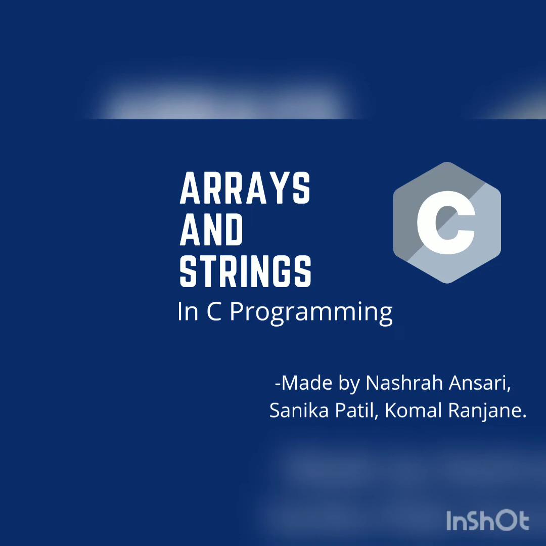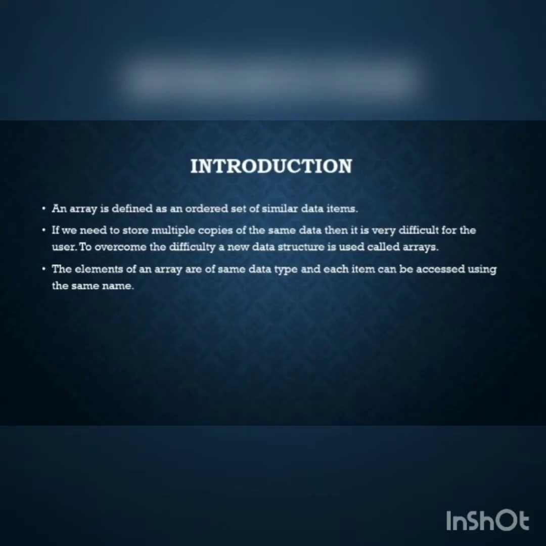Today we will explain arrays and strings in C programming. Arrays. What is an array? An array is a data structure consisting of a collection of elements, each identified by at least one array index or key.